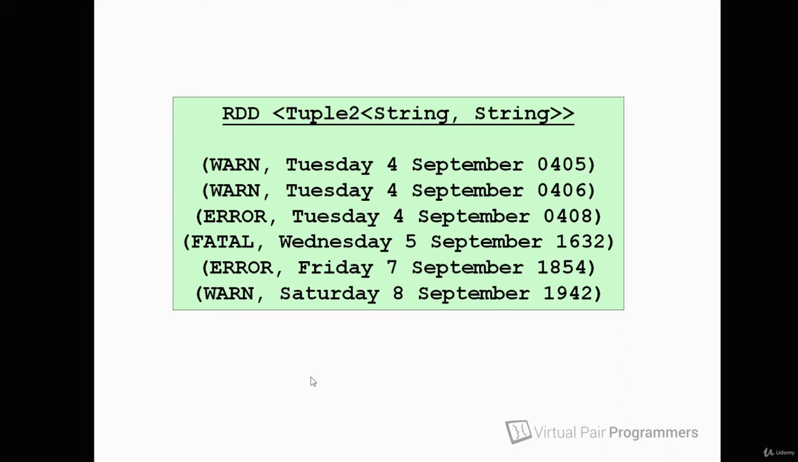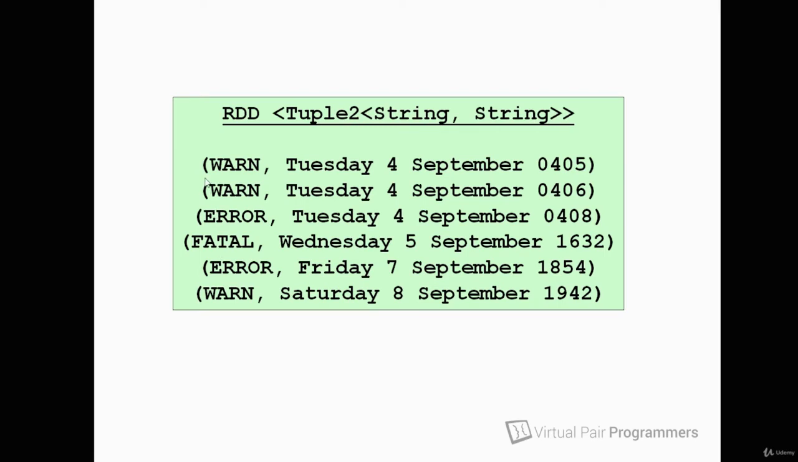But the problem is going to be, when we've built this RDD, I'm not even sure how we're going to go about doing the counting here of how many warnings there are as opposed to how many errors and how many fatals there are. There's probably several different ways you could do it.